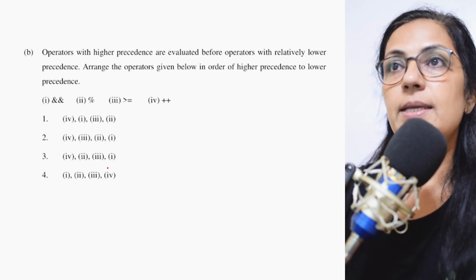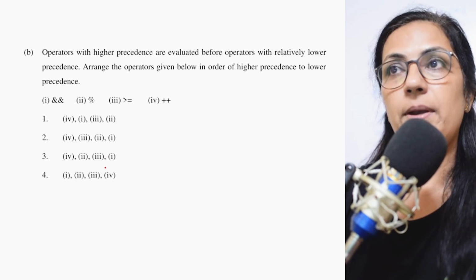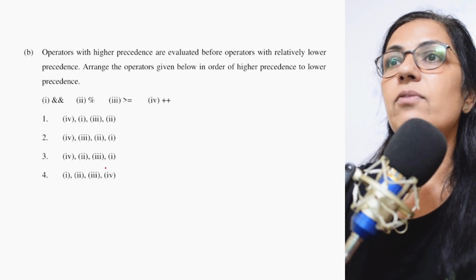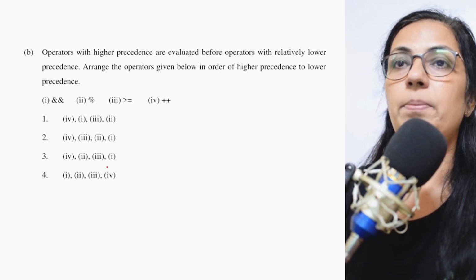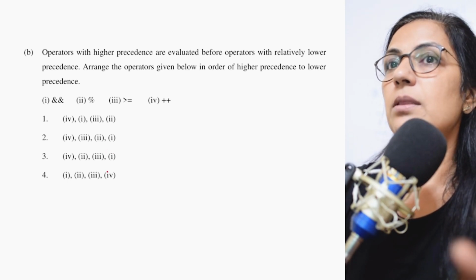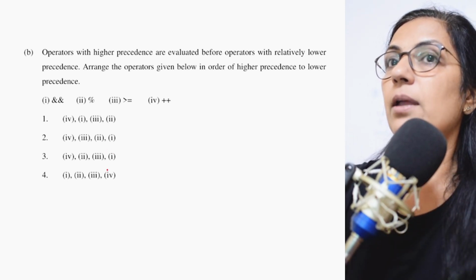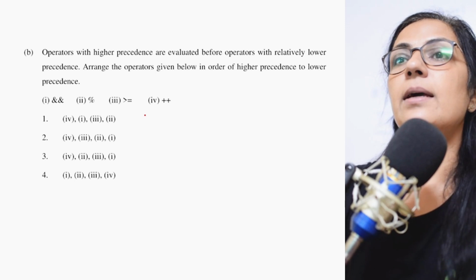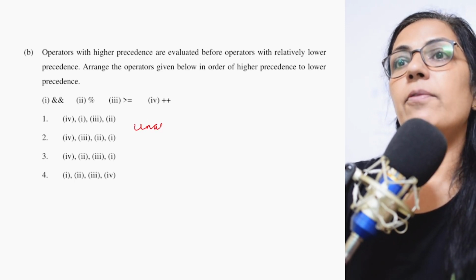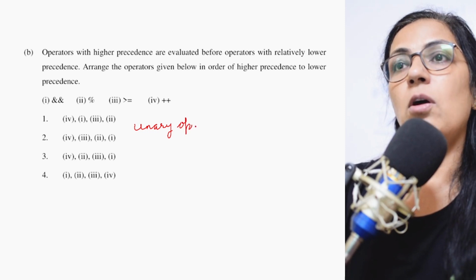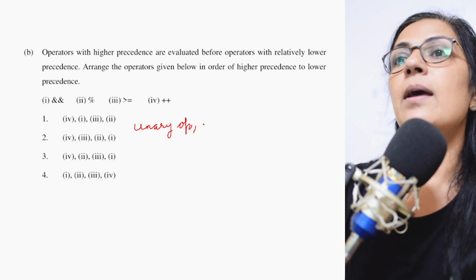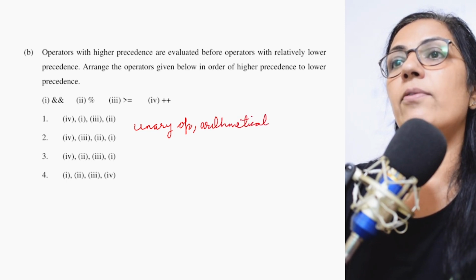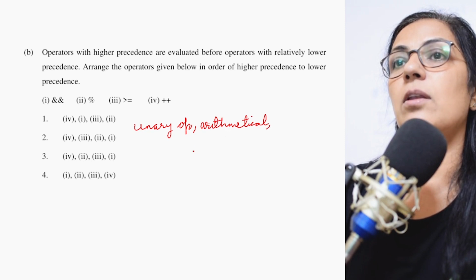Operators with higher precedence are evaluated before operators with relatively lower precedence. Arrange the operators given below in order of higher precedence to lower precedence. Children, if you have seen, this question is already taken from the previous year question papers. So here, 4 operators are there. Children, I want to tell you the order. When these types of operators are given, first always the unary operator will be there, then you will have arithmetical operator, and then relational operator, and then logical operator.